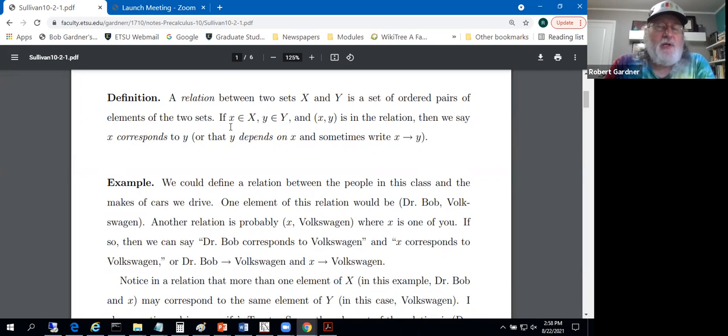If lowercase x is an element of set capital X, and lowercase y is an element of set capital Y, and the ordered pair lowercase x, lowercase y is in the relation. Remember, the relation is a set of ordered pairs. So elements of the relation itself look like this. Then we say x corresponds to y, or y depends on x, and sometimes write, maybe I'll read this as, x maps to y.